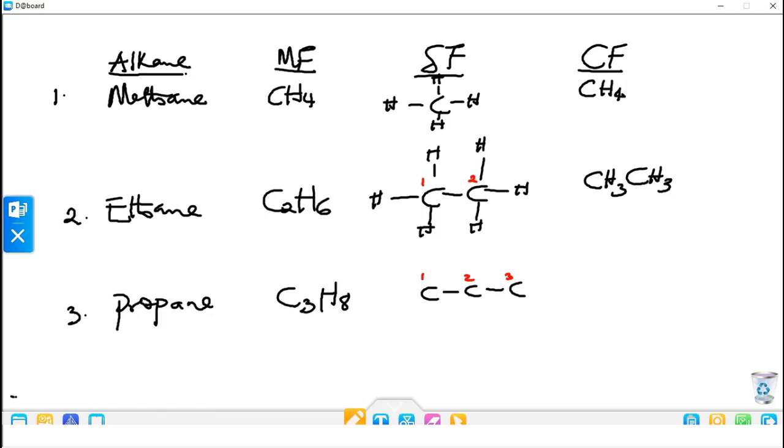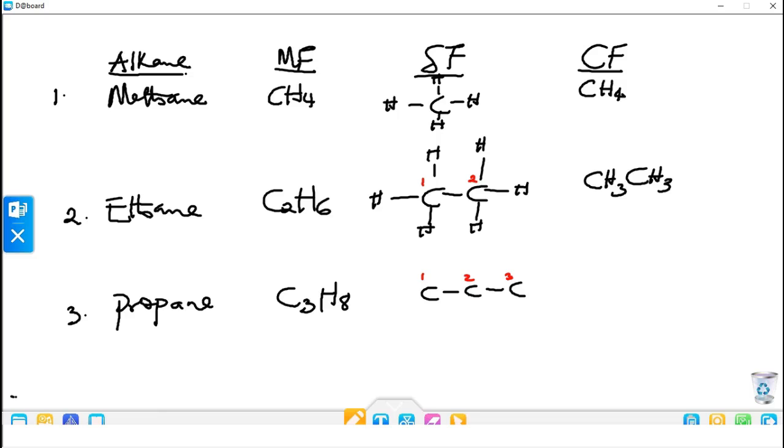carbon 2 already has 2 bonds, because carbon 2, which is at the middle, is bonded to carbon 1 and carbon 3. But carbon 1 and carbon 3 have just 1 bond each, because carbon 1 is bonded only to carbon 2, and carbon 3 is also bonded only to carbon 2, who is at the middle. But carbon 2 has the benefit of being bonded to 2 carbon atoms. For that reason, it has 2 bonds.